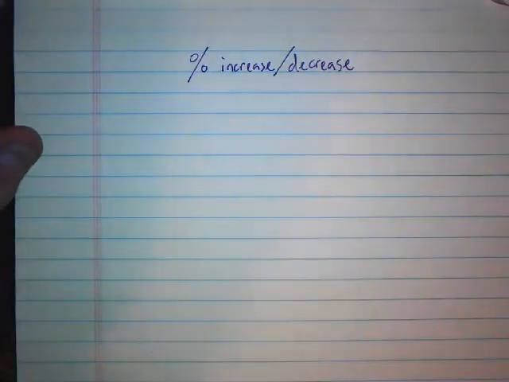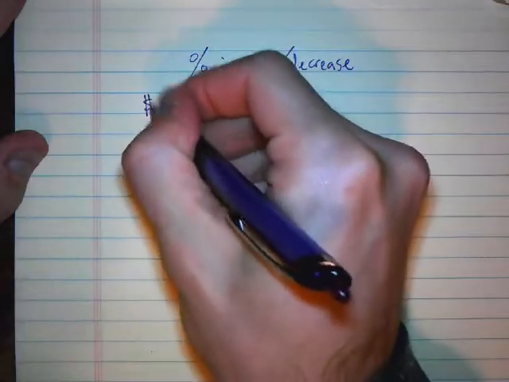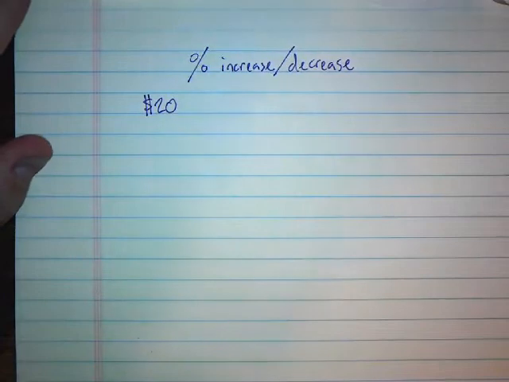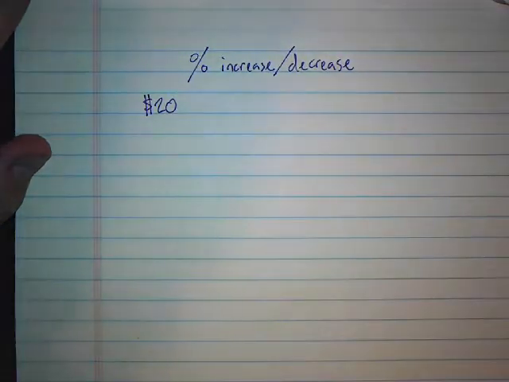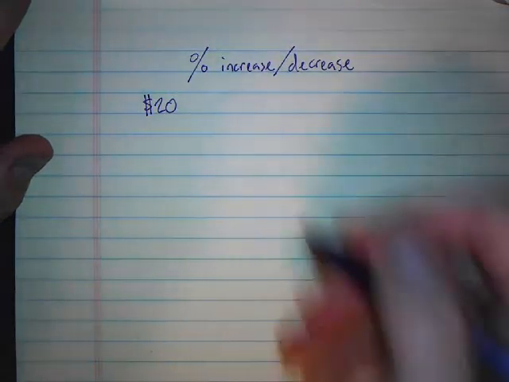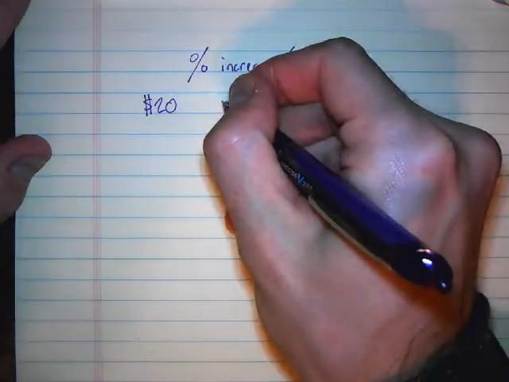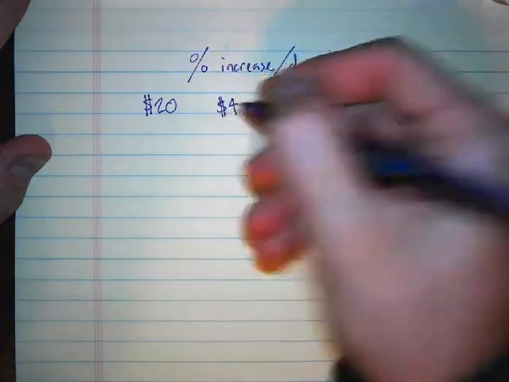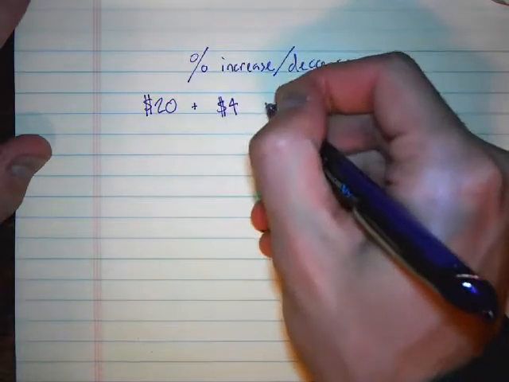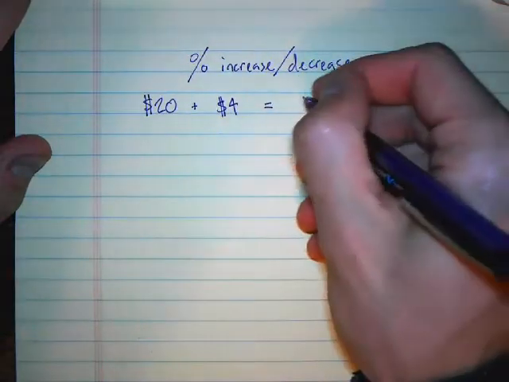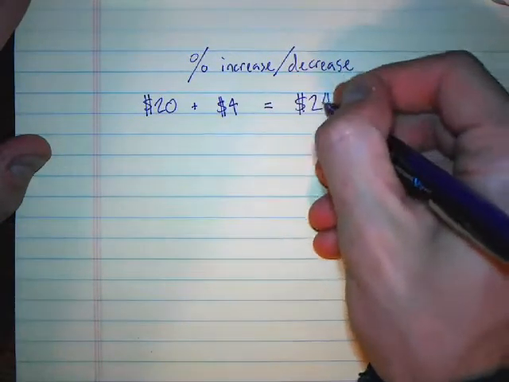Welcome to percentage increase and decrease. So I want you to imagine for a second, you go to a restaurant and you spend $20. That's the cost of your meal. And of course, you want to appreciate the service at this restaurant, so you leave a good tip, a 20% tip. That's $4, which means the total amount that you spend at the restaurant is $24.